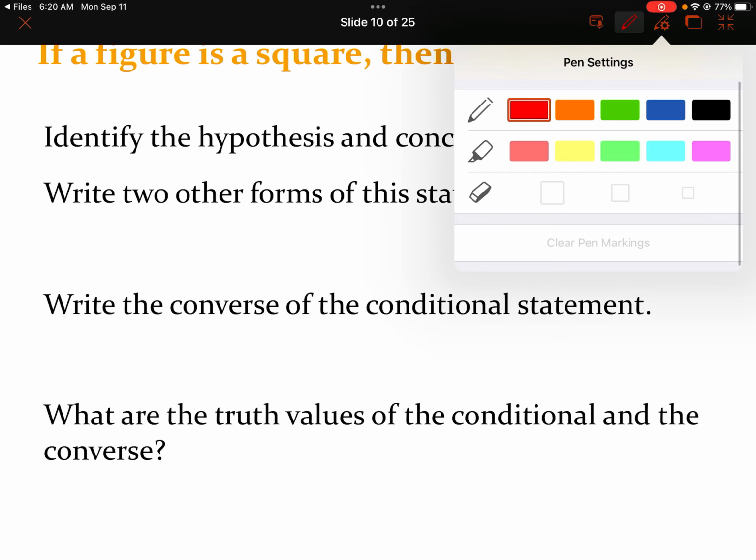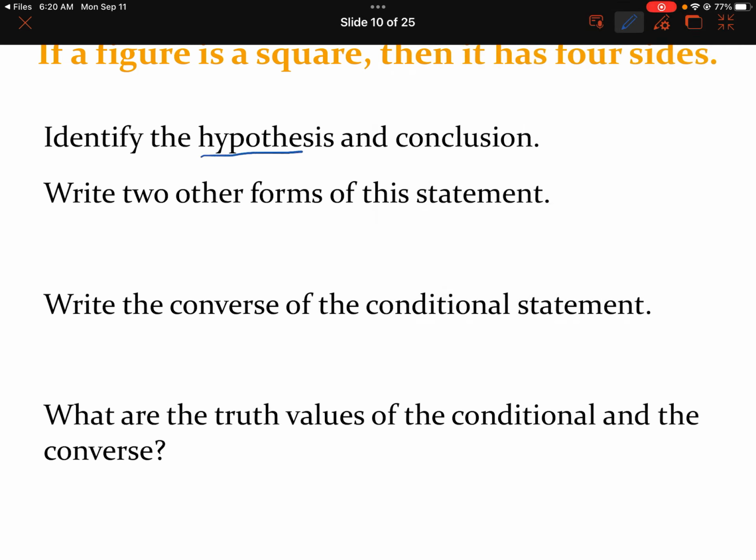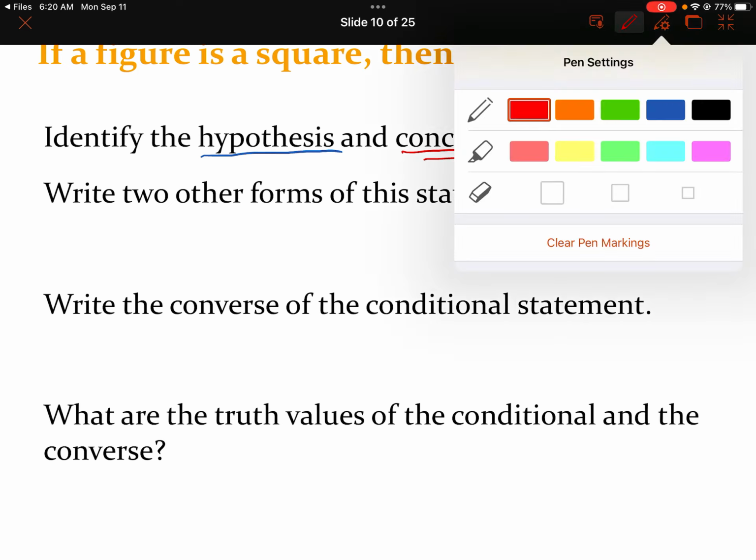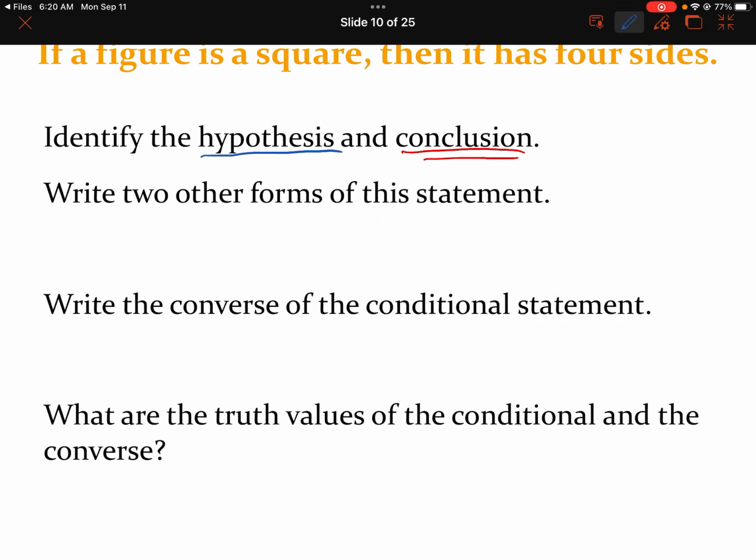And we're going to do that just by underlining. So remember, we're going to do hypothesis. We're going to underline it once in blue. And we're going to underline the conclusion twice in red. The hypothesis comes after the word if. It does not include the word if. A figure is a square. That's the hypothesis. The conclusion is going to be it has four sides. It comes after the word then.